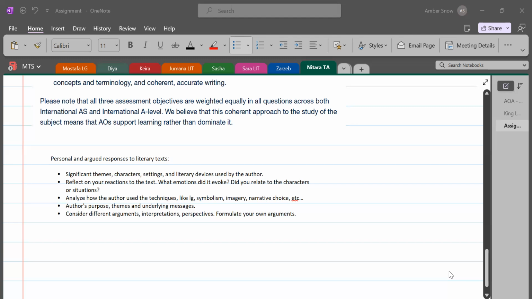So when we're looking for your personal argued response to literary text, we're looking for your perspective, right? What did you feel? What kind of emotions did you go through? Did you relate to the characters? What is your take and perspective on these? When you're identifying the significant themes, character settings, and literary devices used by the author, you don't have access to what the author was trying to say. It is your perspective of what the author was trying to say that comes into your personal and argued response.